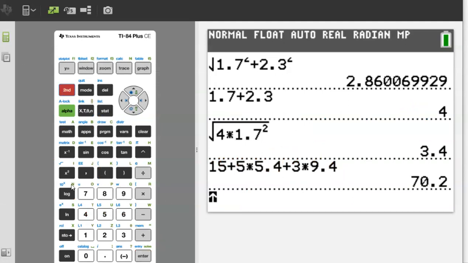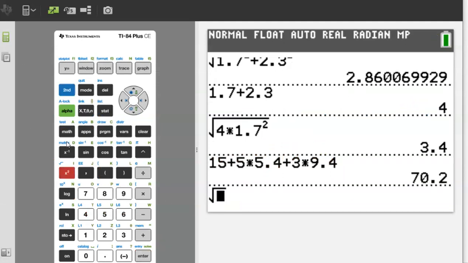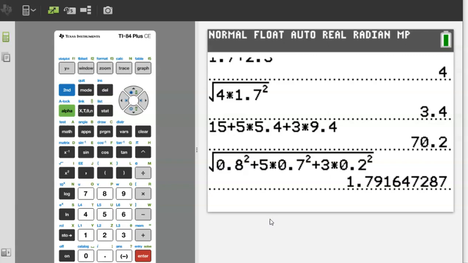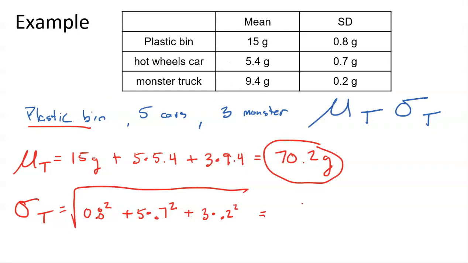All right, so here I go. I'm going to do a giant square root on my calculator. So I'm going to do 0.8 squared. That's the variance for the bin. Plus 5 times 0.7 squared. That's the total variance for 5 Hot Wheel cars. Plus 3 times 0.2 squared. That's the total variance for 3 monster trucks. And I get 1.792. So 1.792 grams is my total standard deviation.